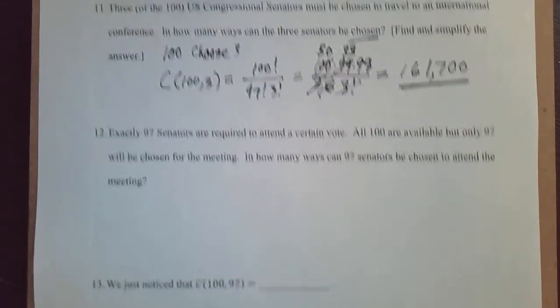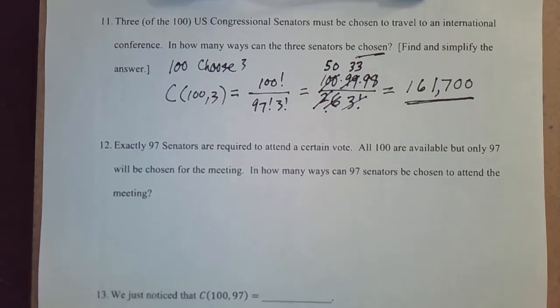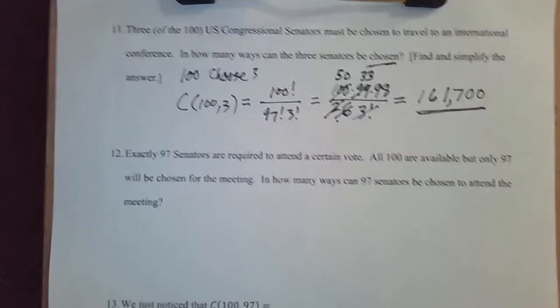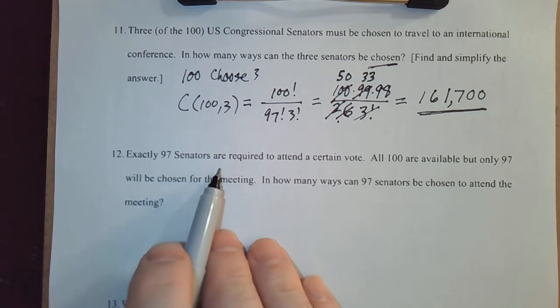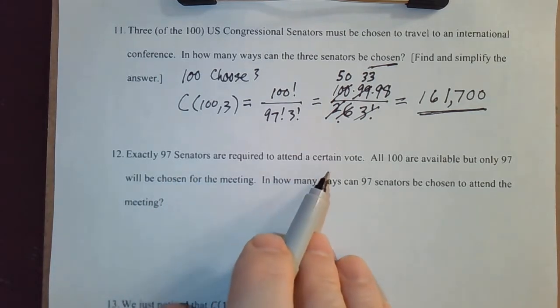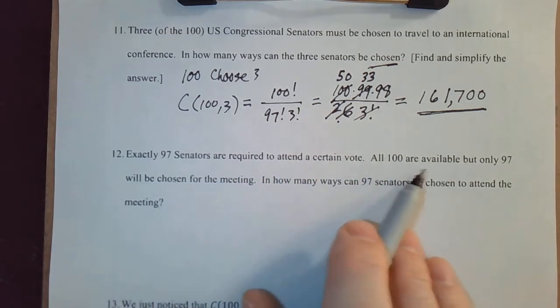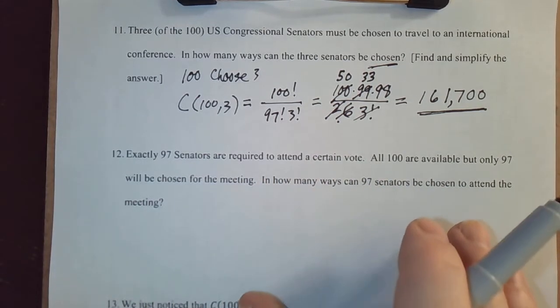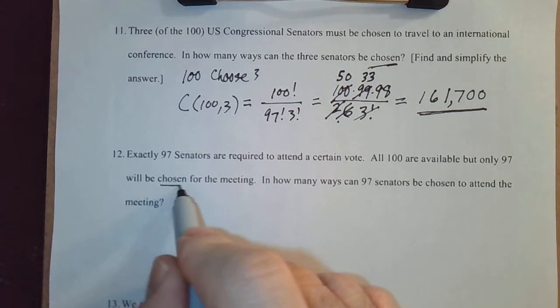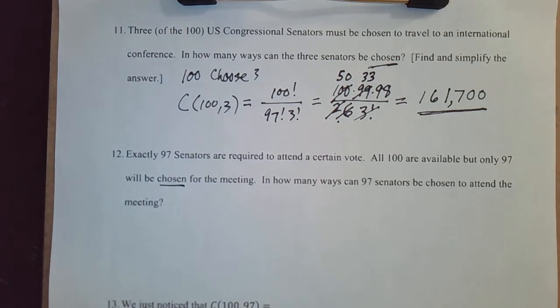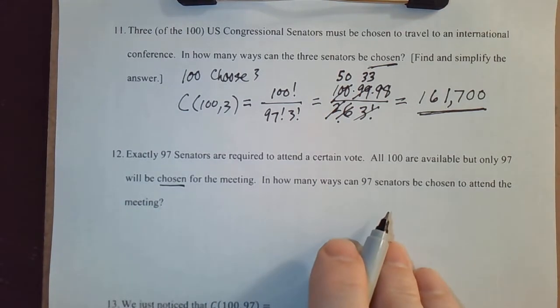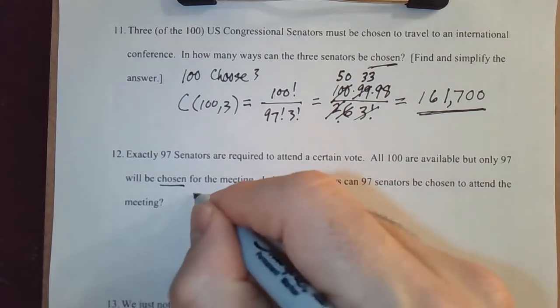All right, number 12. And some of you, when we read this, are going to know the answer instantly. Exactly 97 senators are required to attend a certain vote. All 100 senators are available, but only 97 will be chosen for the meeting. In how many ways could you choose 97 senators out of a group of 100?